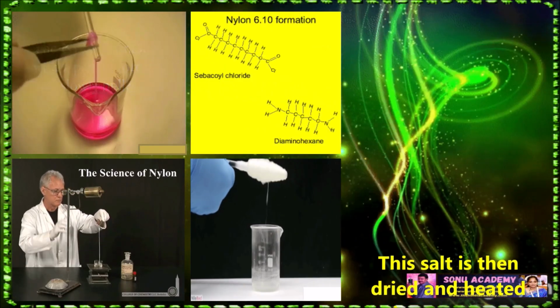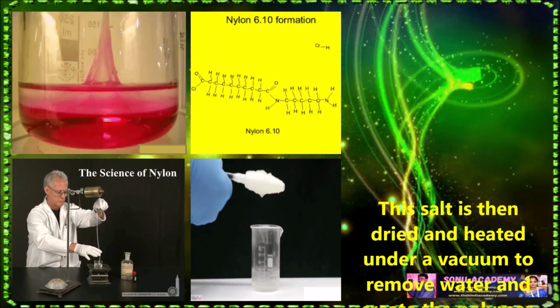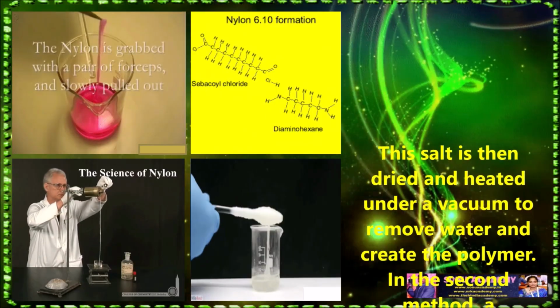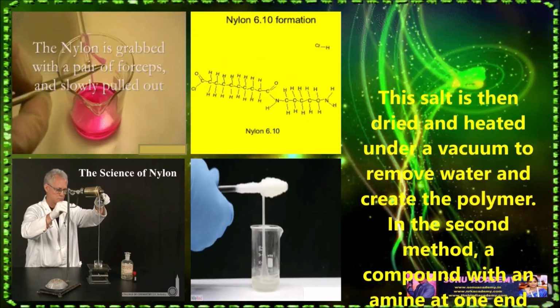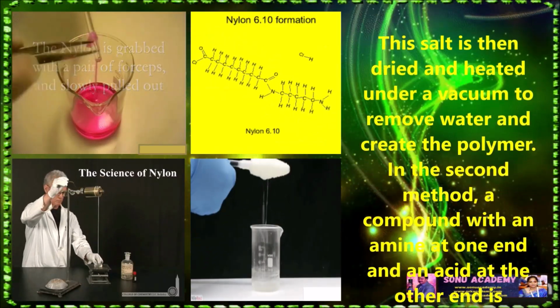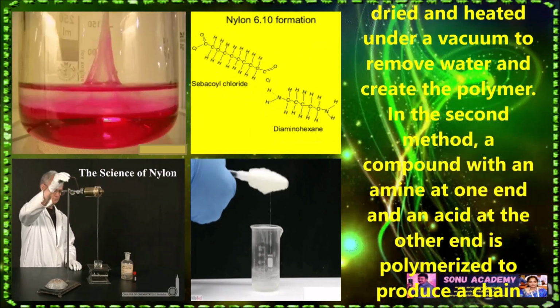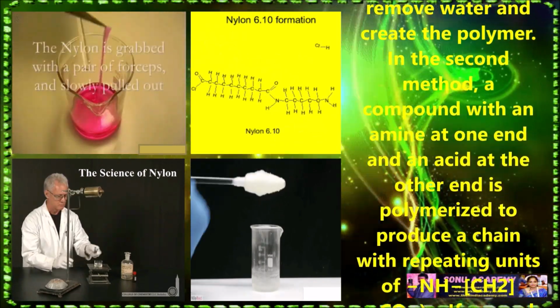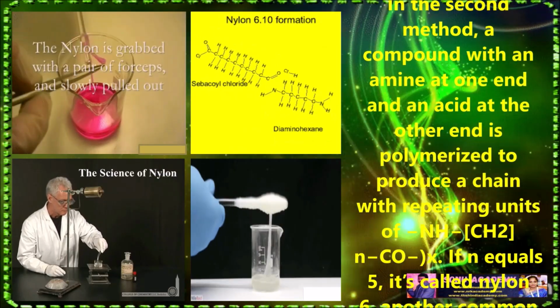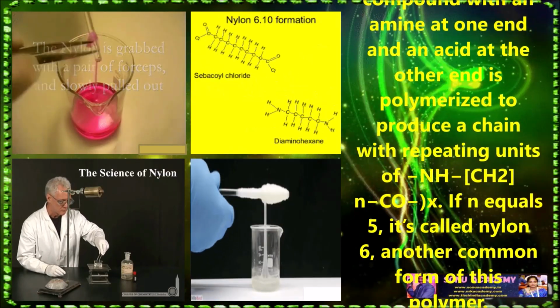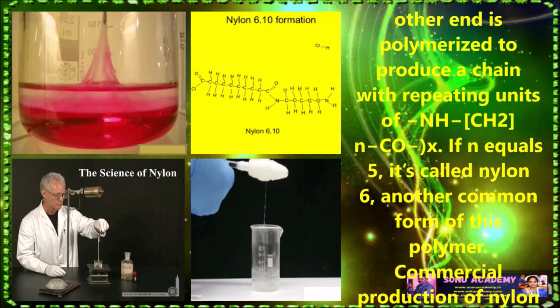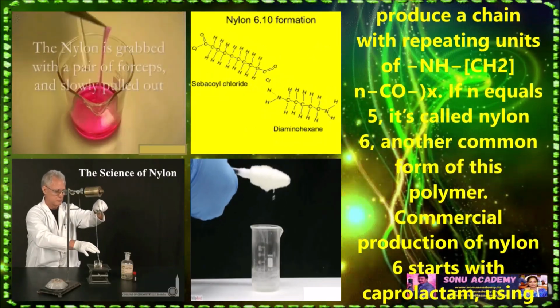This salt is then dried and heated under a vacuum to remove water and create the polymer. In the second method, the compound with an amine at one end and an acid at the other end is polymerized to produce a chain with repeating units. In n equals 5, it's called nylon 6, another common form of this polymer.